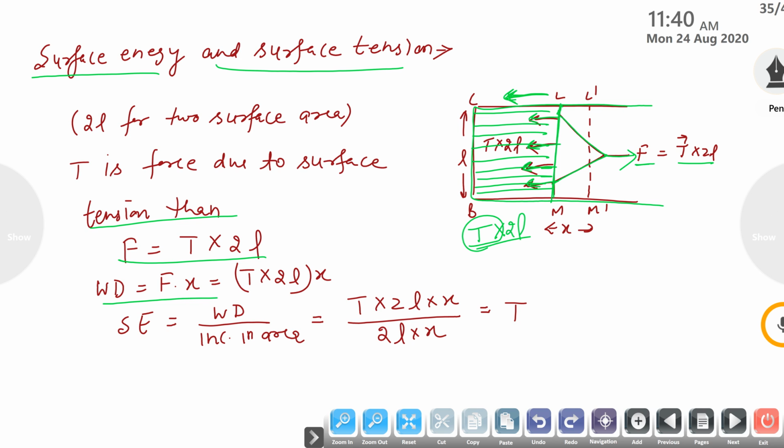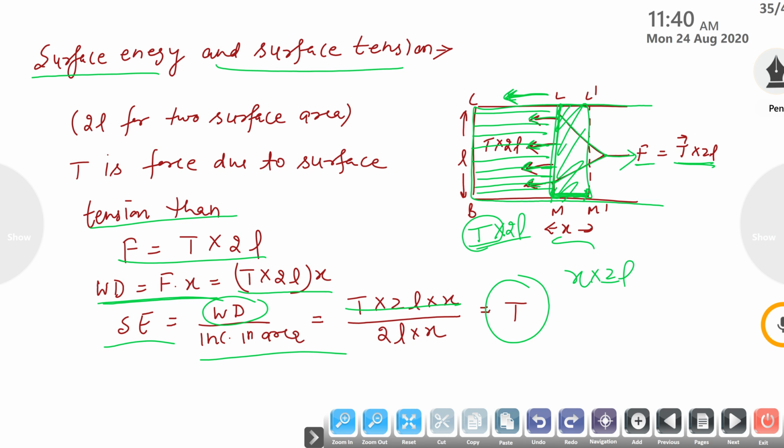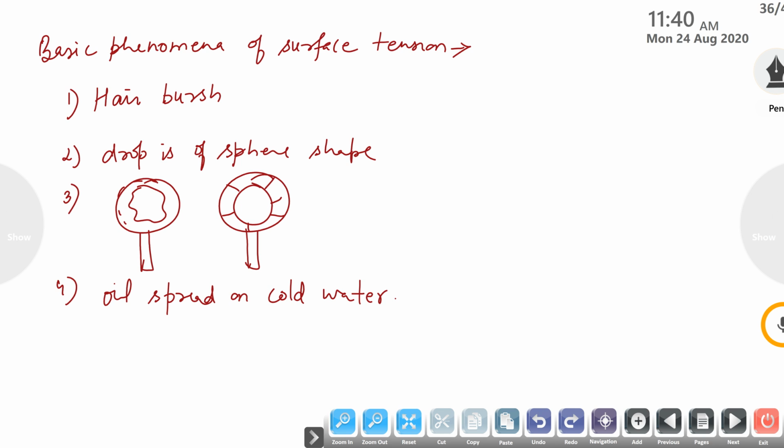Now work done is equal to force into displacement. If we move this wire up to this point, there is a force and there is a displacement. So the work done is equal to force into displacement, which is T into 2L into X. If you want to calculate the surface energy, it is the work done, T into 2L into X, divided by the increase in area, which is X into 2L. So it is given simply by T. So surface energy is nothing but the surface tension of the liquid.